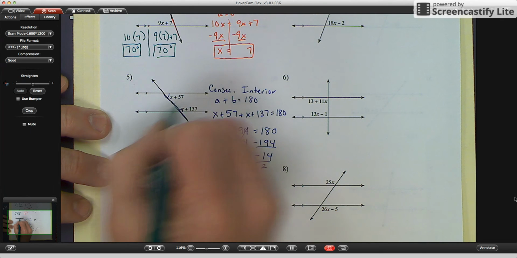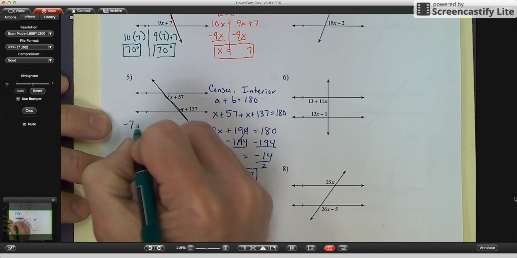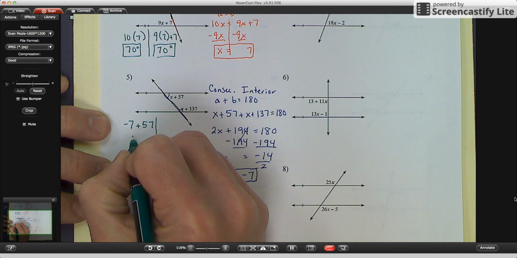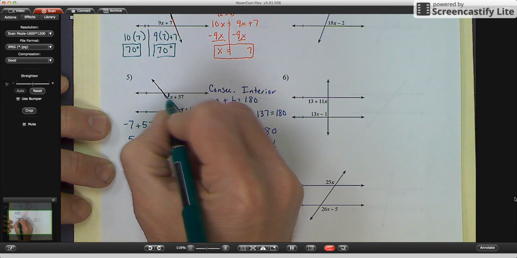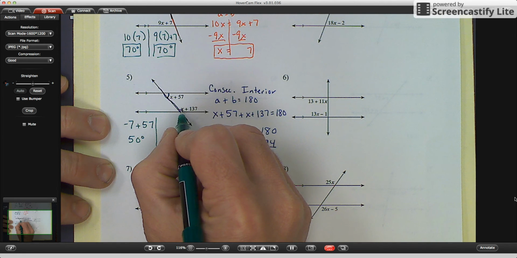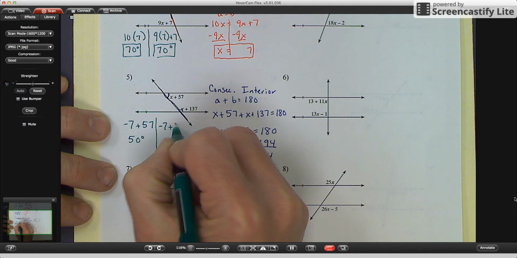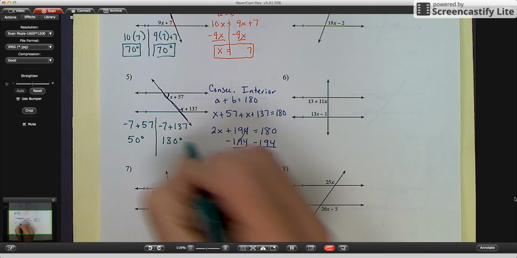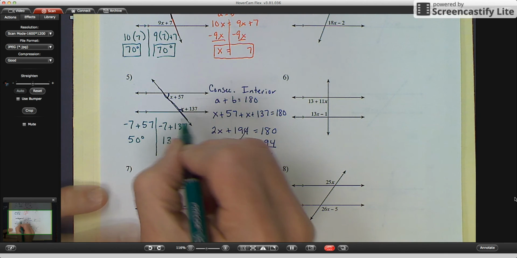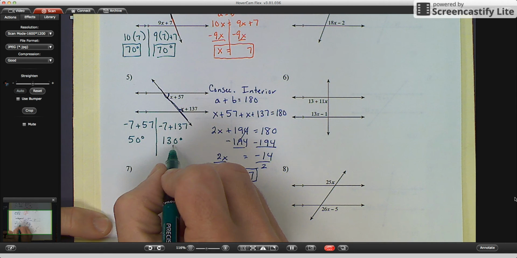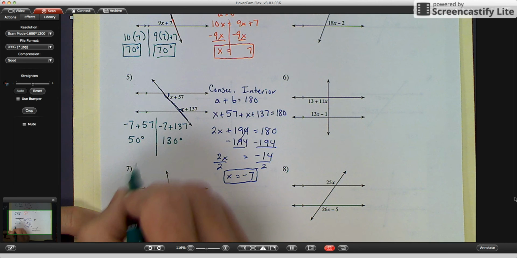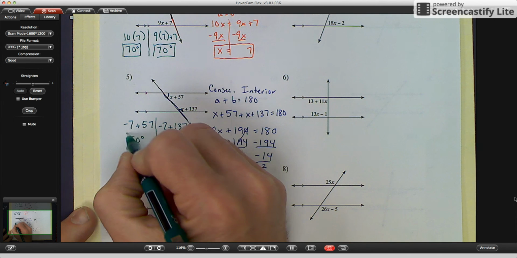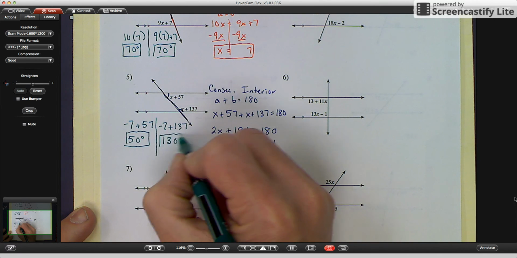So you have x plus 57 as the first one, so I'm going to go negative 7 plus 57. Negative 7 plus 57 is 50 degrees. Yeah, that's an acute angle, so that makes sense. Then I have x plus 137, so negative 7 plus 137. Negative 7 plus 137 would be 130 degrees. And that makes sense because this is an obtuse angle. And then if you were to add 50 plus 130, you would get 180. So we know that we're right because we did say that we would add them together to equal 180 degrees over here. So those are the answers for question number 5.